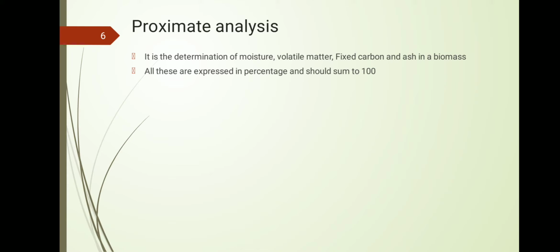So all these constitute the biomass structure. Our biomass will have different levels of these four categories. So how are we going to determine these four? For that we require a muffle furnace and a hot air oven, etc.